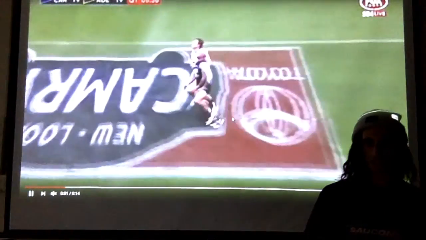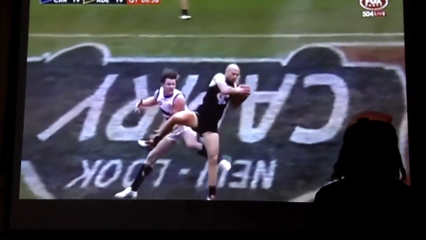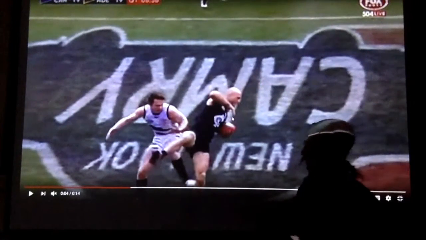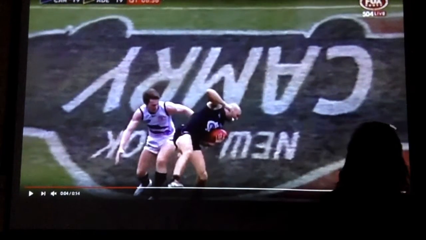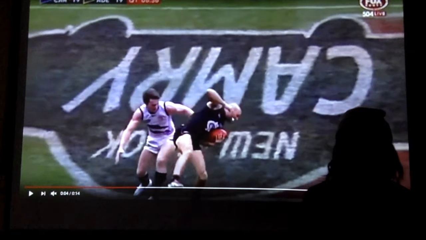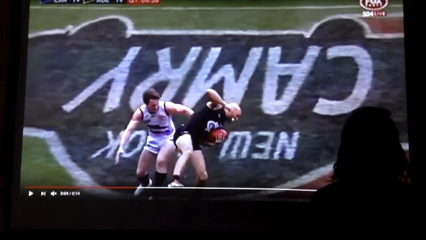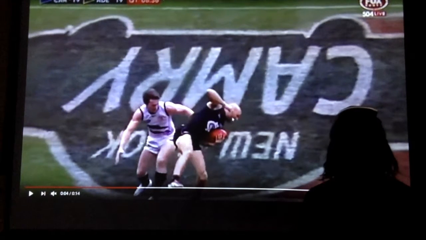So here we have Chris Judd when he did his ACL. We can see when he lands just there, his knee lands in slight flexion, his tibia goes into external rotation, which means that ACL is going to wind up around that lateral femoral condyle, and it's going to get taut, and then it's going to give way when he lands.